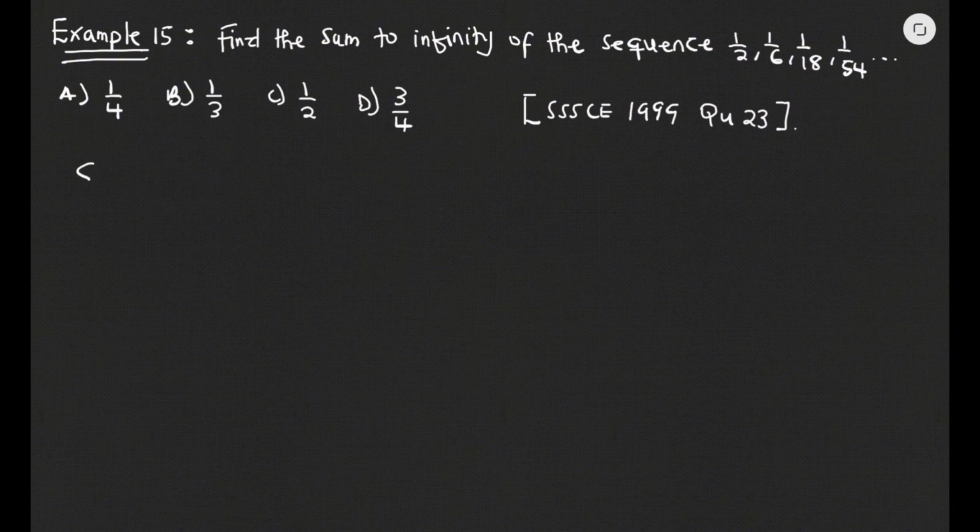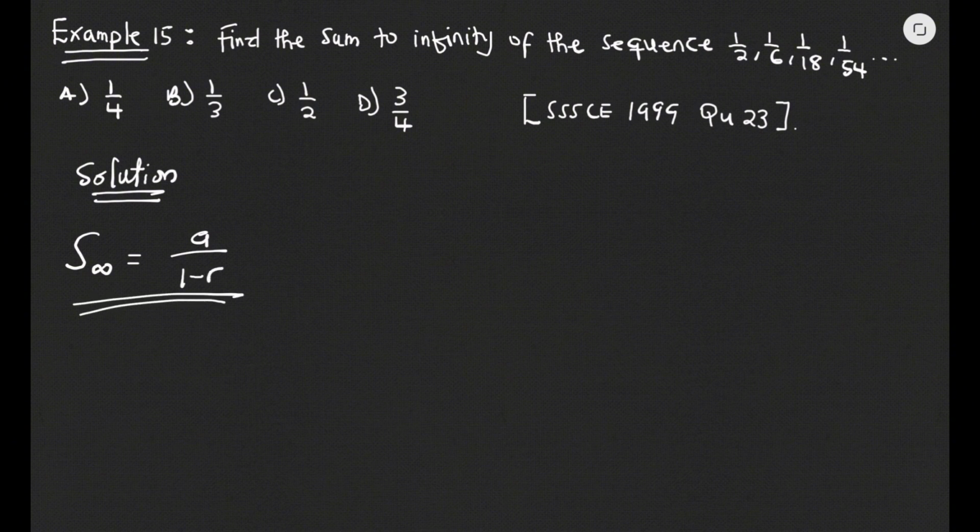All right, so let's look at the solution to this problem. Now if you've watched the first part, we established the fact that the sum to infinity in a geometric sequence is equal to A over 1 minus R, and this is the formula that we established in that particular video. Using this formula, all I need to find is A, which is my first term, and if I look through the sequence, that is 1 over 2, and then I need to find R. Now R is the ratio, so let's proceed to look at that.